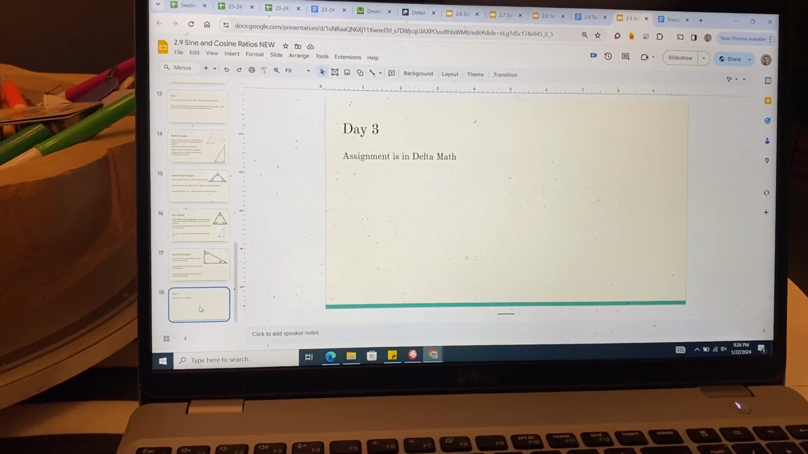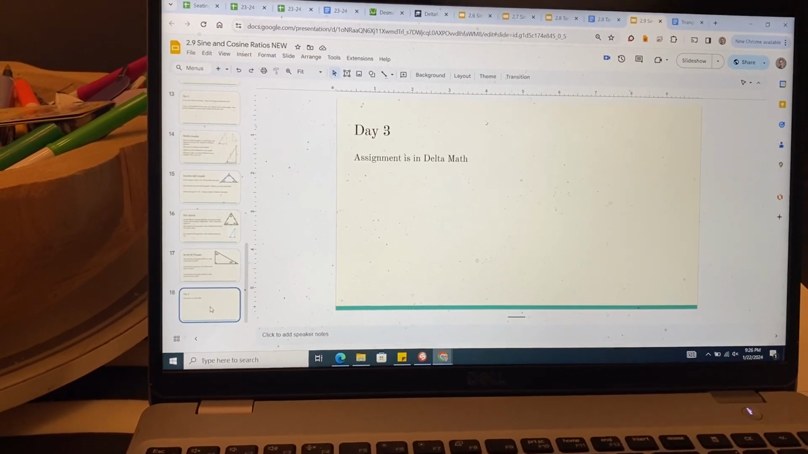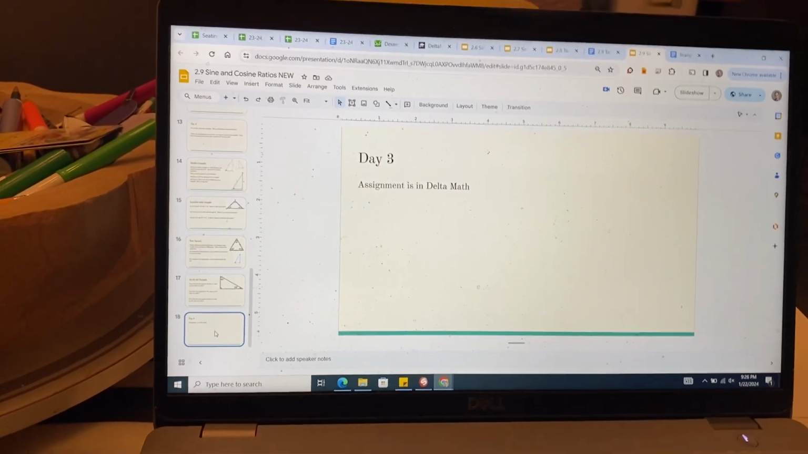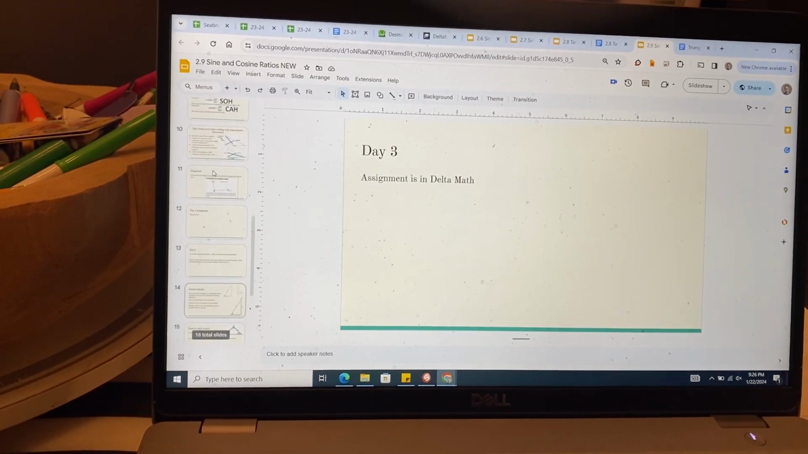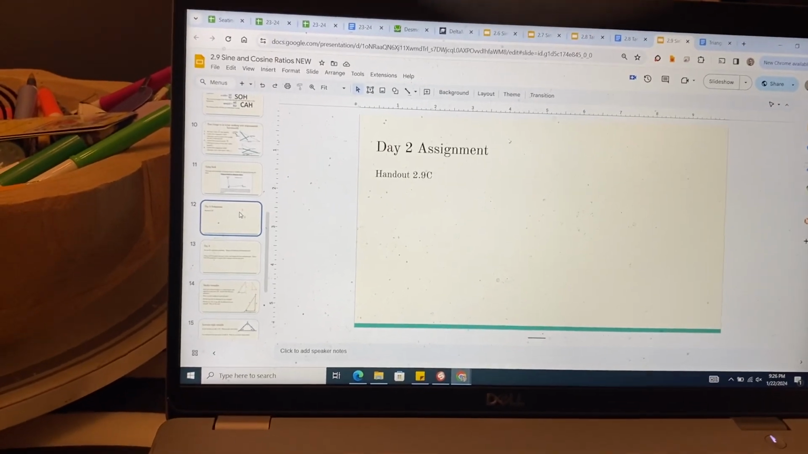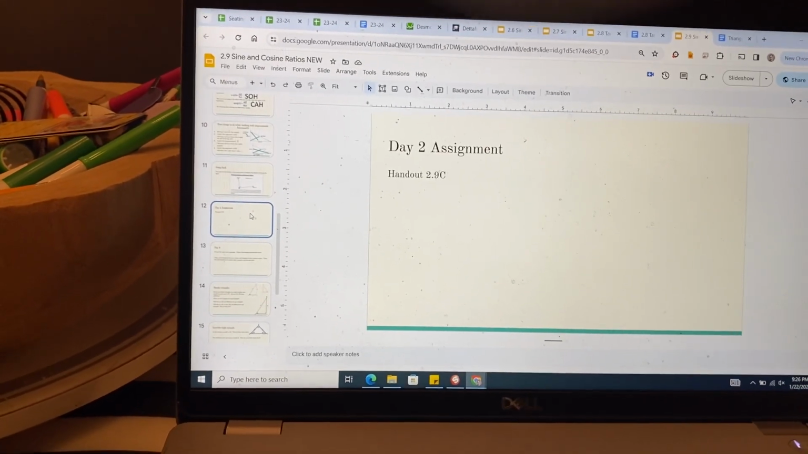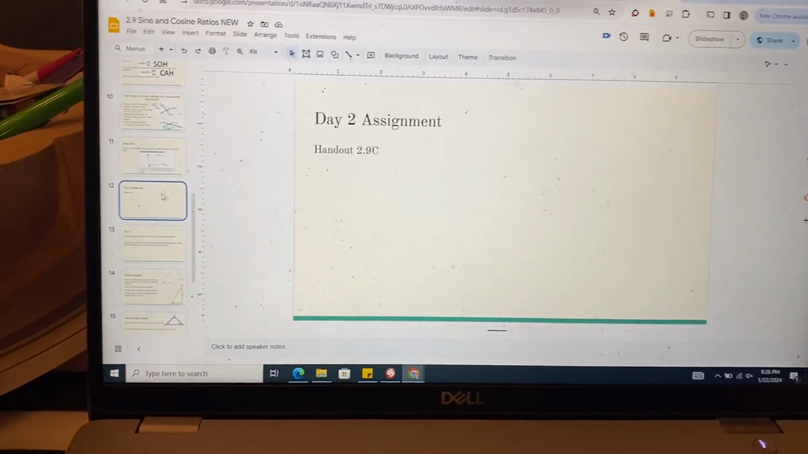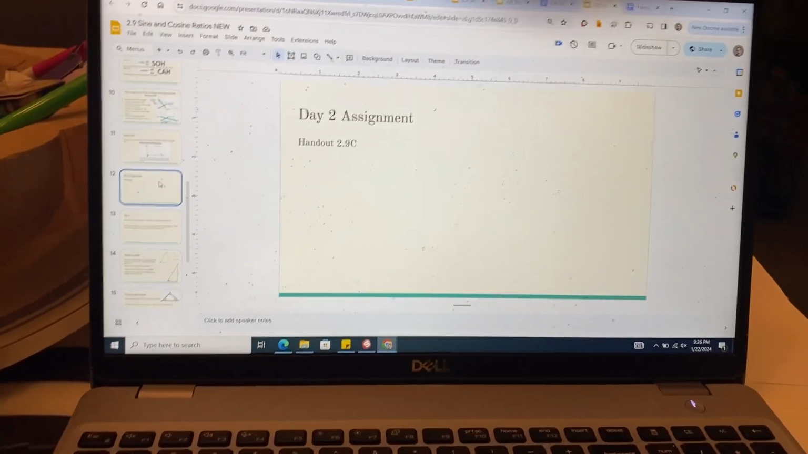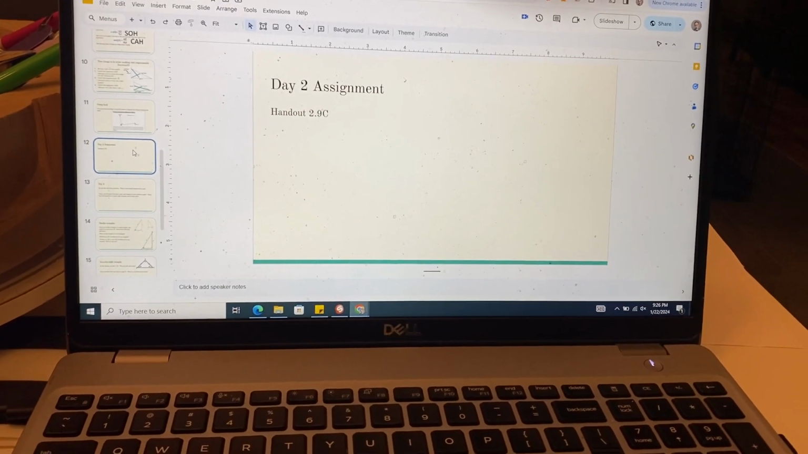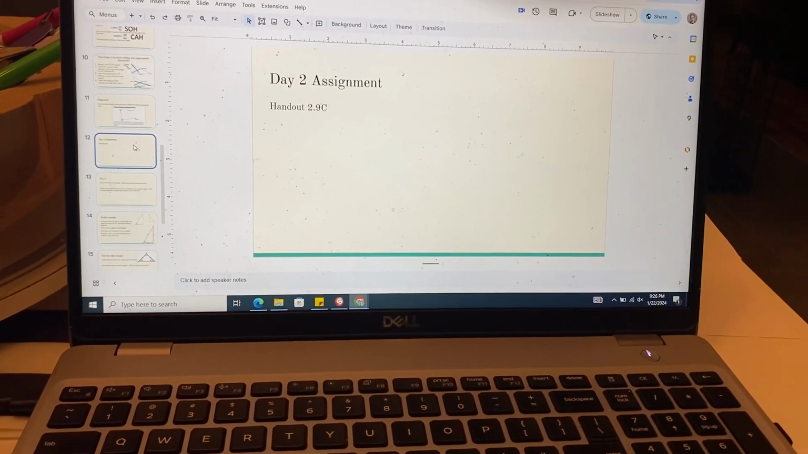But for today, our assignment is going to be the special right triangles assignment that is in Delta Math. We'll go over the paper from day 2, that day 2 assignment, the 2.9C. We'll go over that when I come back. We'll go over some special right triangle stuff again, and then you'll have time to work on the review because we're still going to take our test on Thursday. If you have other questions, you can email me or just save them for when I come back, and we'll see you then.